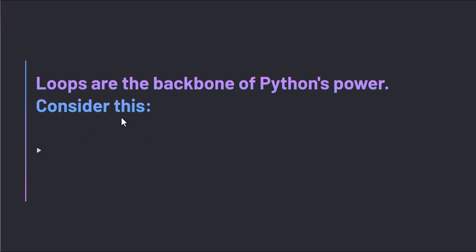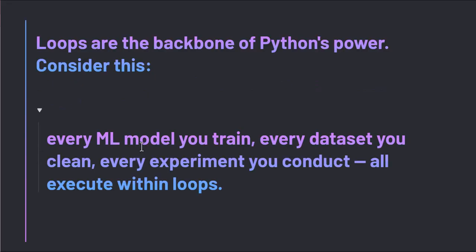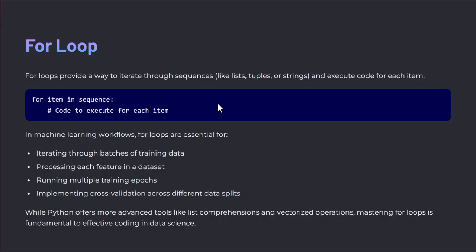We call it the backbone of machine learning. And this is where automation begins. You're gonna find loops in each and every model you train, every dataset you clean, every experiment you're gonna run. All execute within loops. Imagine writing a code to clean 1000 rows manually, or training 50 models by hand. That's impossible, right? Loops are where real machine learning automates the boring and scales the powerful.